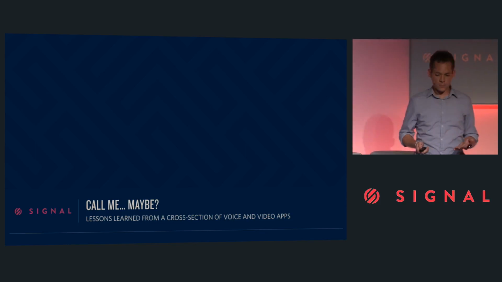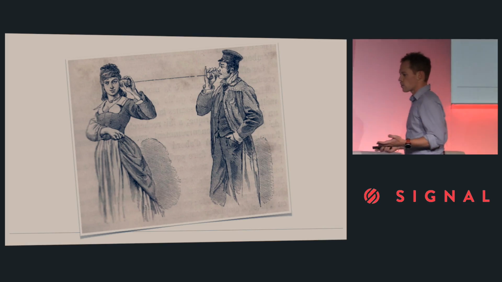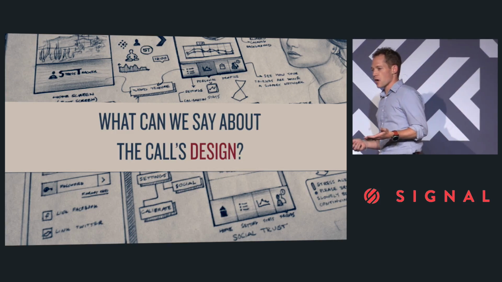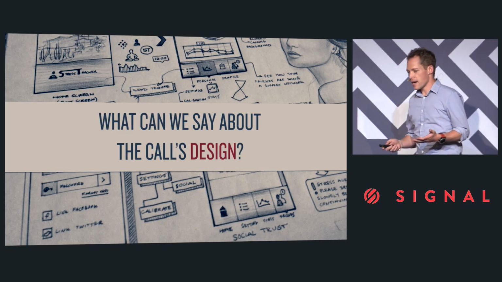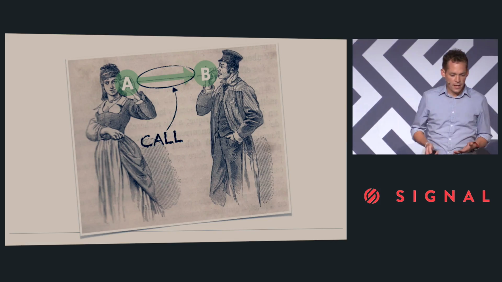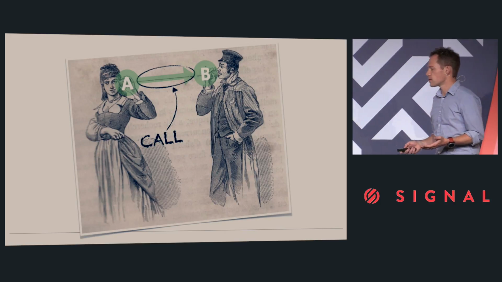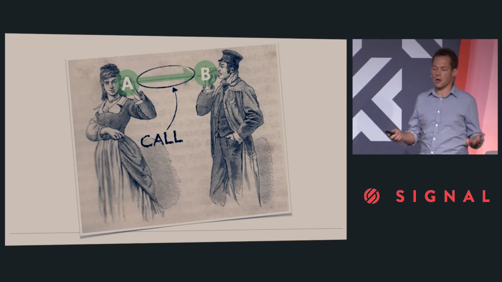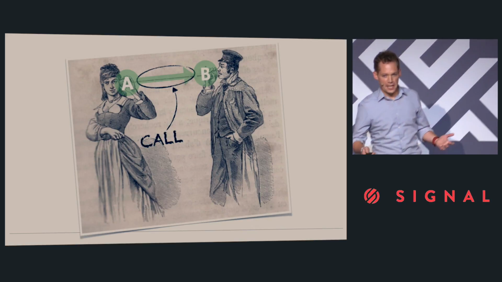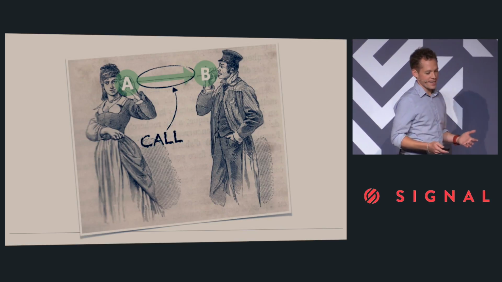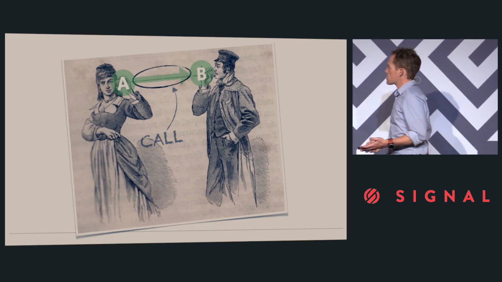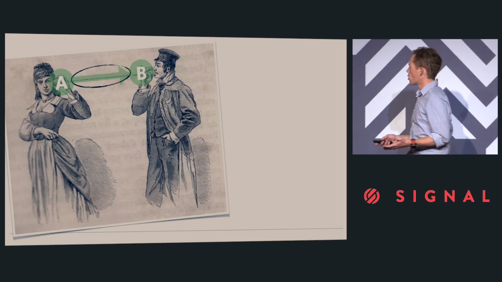But let's start by talking through, what do we mean when we say a call? What can we say about a call's design? What are the constraints of a call? How does it behave? Well, usually when we talk about a call at Twilio, we talk about calls all the time. We always talk about Alice calling Bob, or Bob calling Alice. What we mean by that is we have this set of properties that are common in calls.